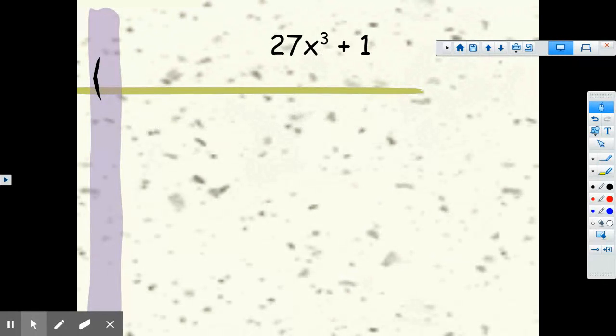Here's another one. Please pause. So the first term is 3x, and the second term is 1. So I end up with 3x plus 1, and then 3x squared would be 9x squared. Notice that the first terms have to multiply up to 27x cubed, and the last terms have to multiply up to 1. And the middle terms have to make things go away.